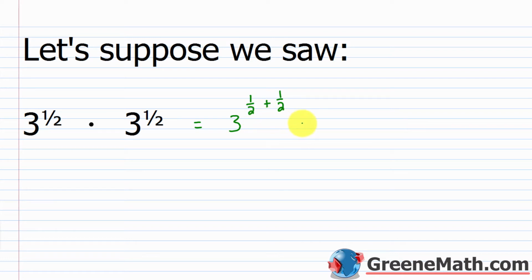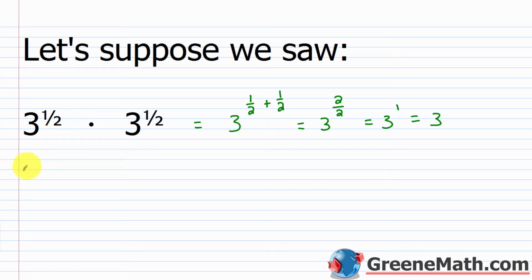Now we already have a common denominator, so this is pretty easy to do. This would be 3 to the power of 1 plus 1 is 2 over the common denominator of 2, and then 2 over 2 is just 1. So this would be 3 to the power of 1, which is just 3. Now, having seen me do this example, what can you guess is another way that we can write 3 to the power of 1/2? Well, it's going to be the square root of 3, right?